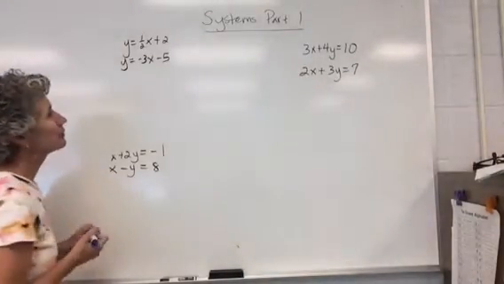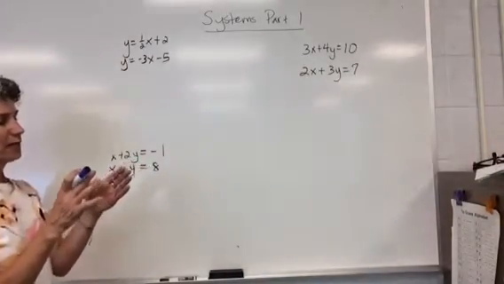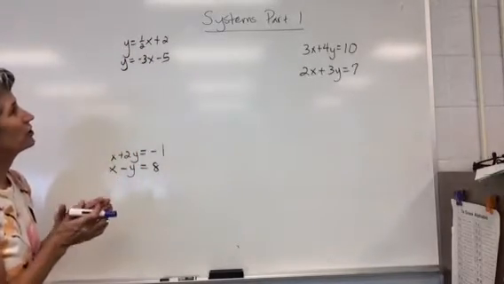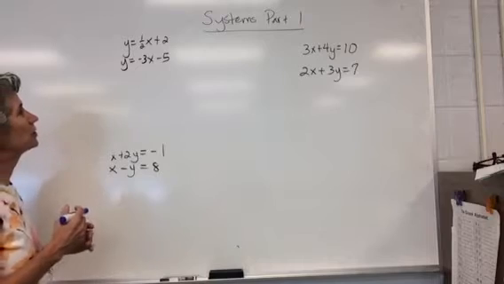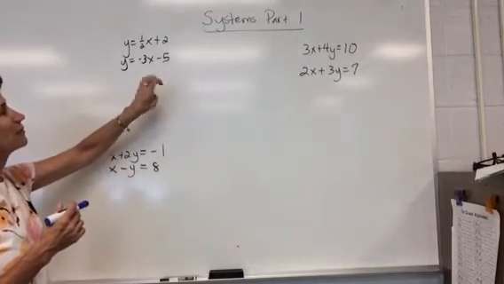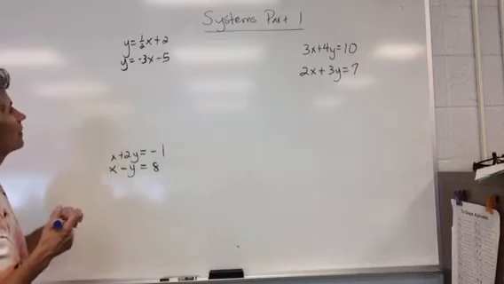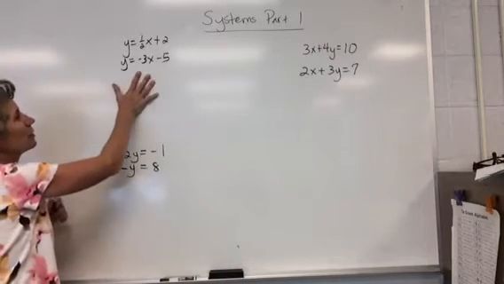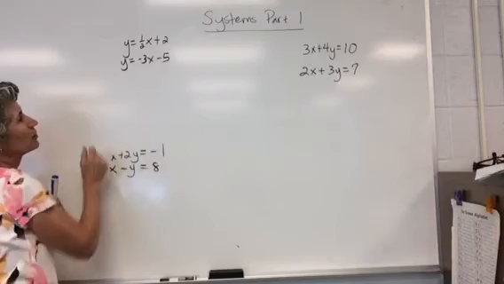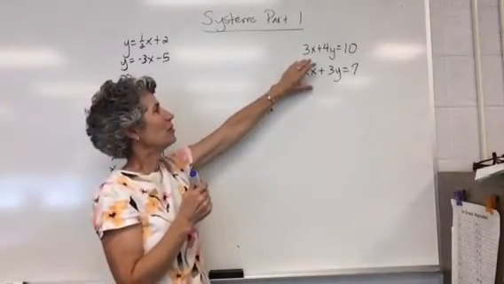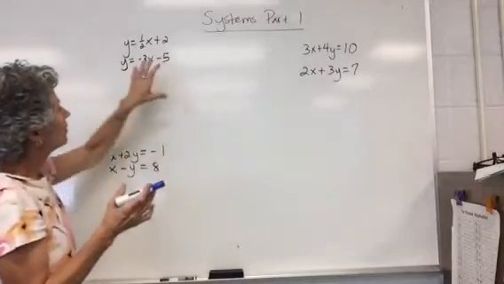So, systems part one. A system is when you have two or more equations, and an x and a y. There are systems of three equations and three variables, but we're doing systems of linear equations in two variables. So we've got an x and a y. Sometimes you see a system like this where both are already solved for y, and sometimes students want to change it into this form because they're more used to it, but think about it.